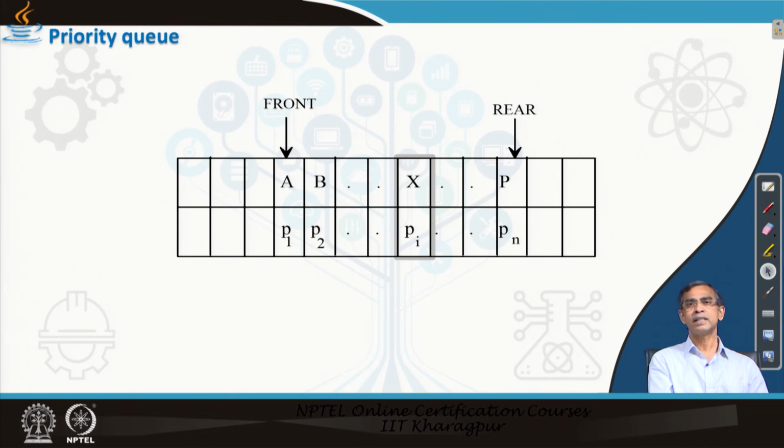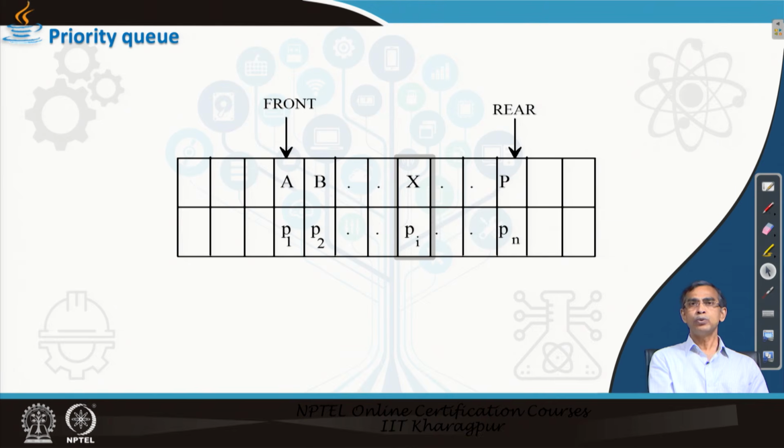That means, the highest priority value will be removed first. So, this is the concept, and if you see it in a stricter sense, the FIFO structure will be violated, because it is not strictly in first in first out manner, but it is in a priority manner.